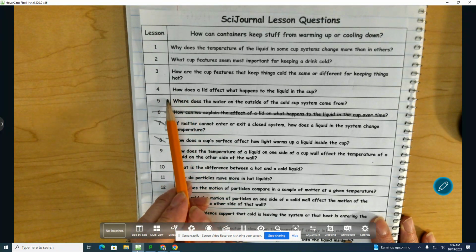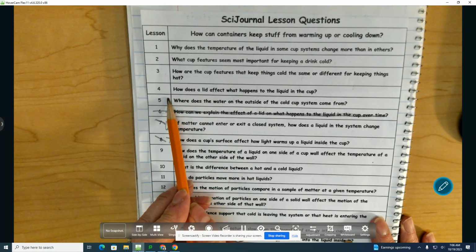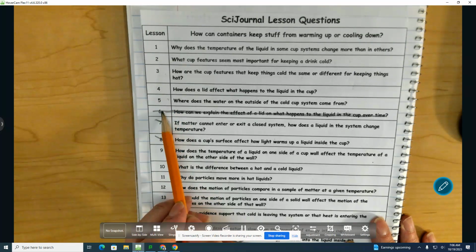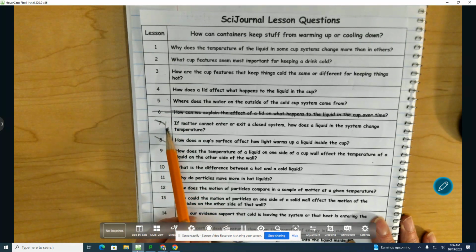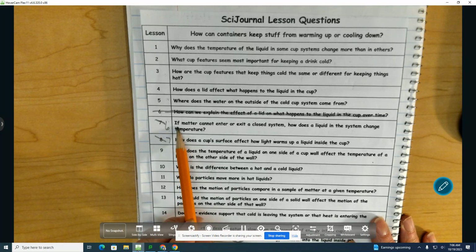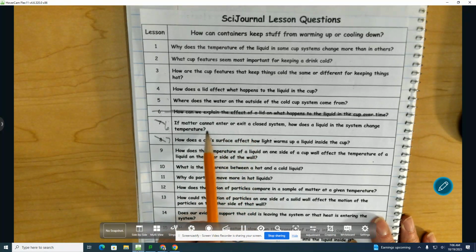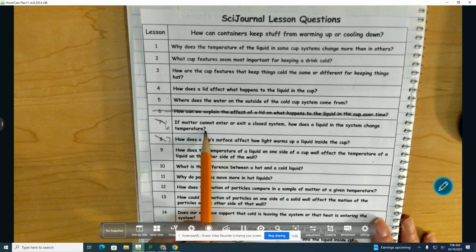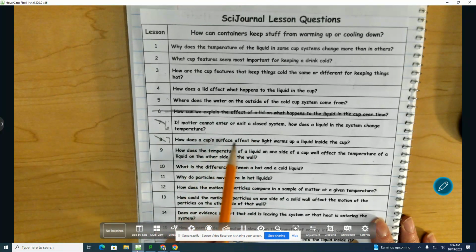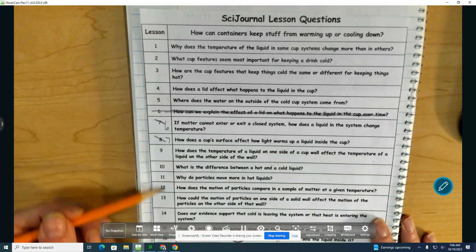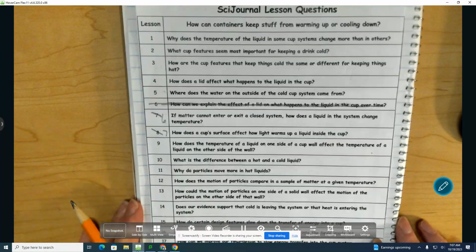So this stays for 5, our condensation investigation. 6 we're going to cross out, and we're going to make number 7 a 6. So if matter cannot enter or exit a closed system, how does a liquid in the system change temperature? And then number 7 is our light versus dark investigation lab. So that's where we will end. We will be changing all of these numbers too, but we'll get there.